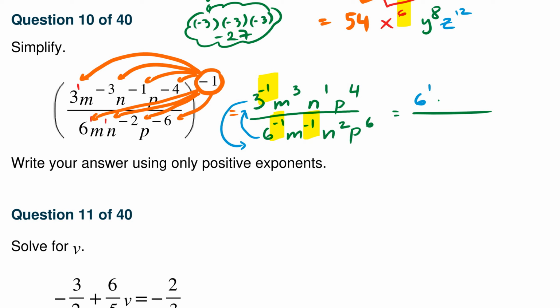They're happy with where they're at. And 3 to the negative 1 will turn into 3 raised to positive 1, and also m raised to the first power. Alright, and on top we still have m to the third power, n to the first, and p to the 4. At the denominator you have n squared and p to the 6.